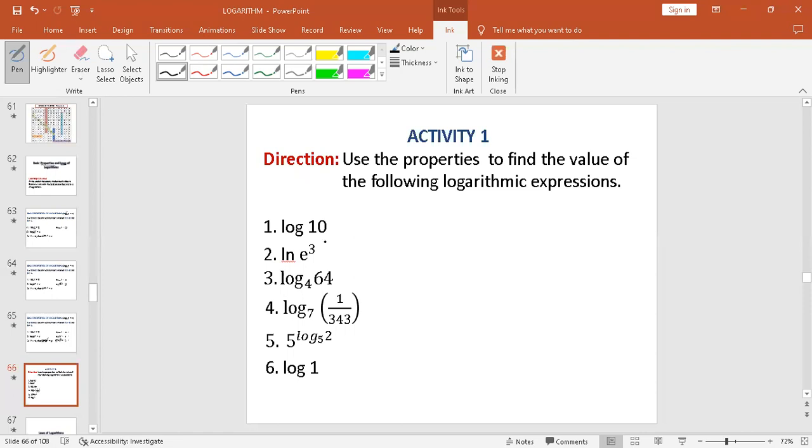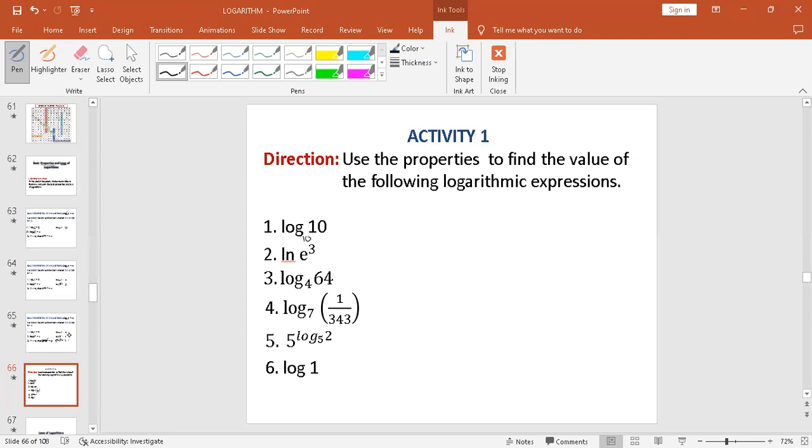Okay, so number 1, log of 10. What do you think is the value of this logarithm? Log of 10. Number 1, di ba sa number 1, there is no visible base, di ba? But it is understood to be what? 10. Because it is a common logarithm. Okay? Saan kaya siya magfo-fall? Ano kayang property yung pwede natin gamitin dito sa number 1?